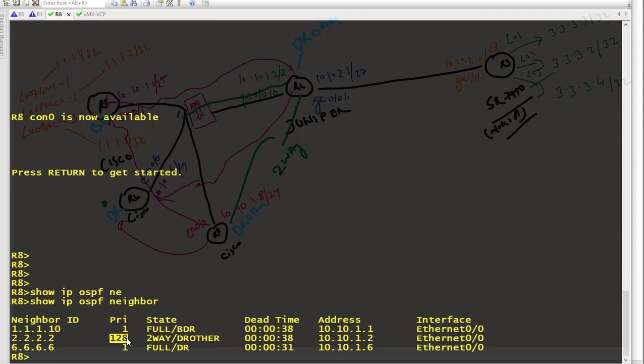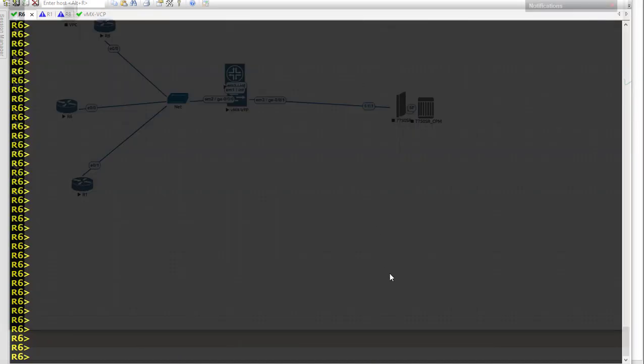Once it is restarted and the election happens again, then my router 2 will become DR. So to check that, let me restart my R1, R6 and R8 and let's check whether R2 is going to become the DR or not, because it has the highest priority. So now my R1, R6 and R8 are restarted. Let's check the neighborship state right now.